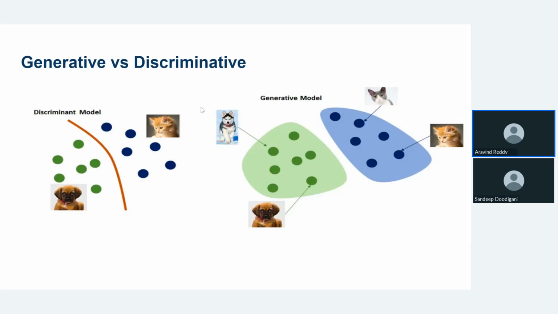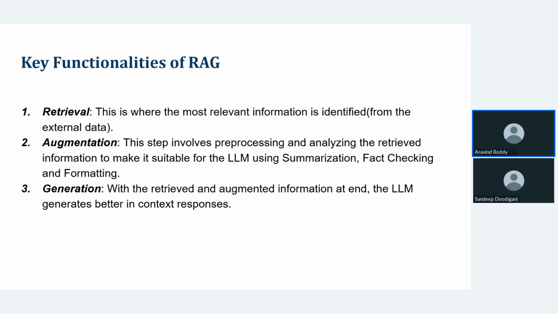Whereas coming to generative AI, based on the features it has learned from the past data, it is going to generate similar type of data, unknown data. It is going to generate new content based on the past data. So why do we discuss this? Because RAG will do both things. We'll see how it is going to do that.